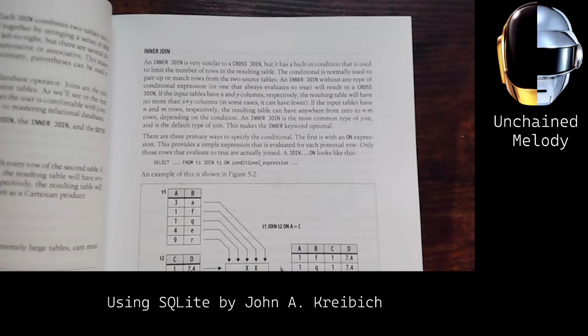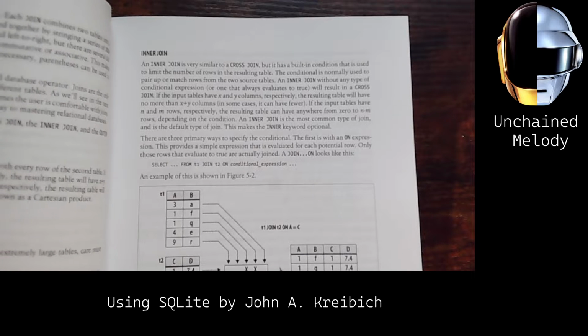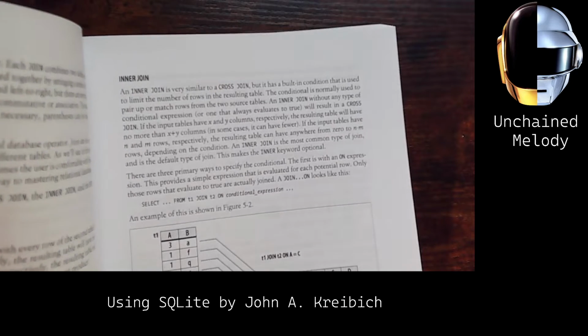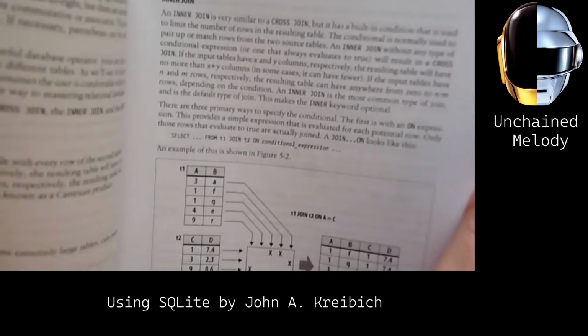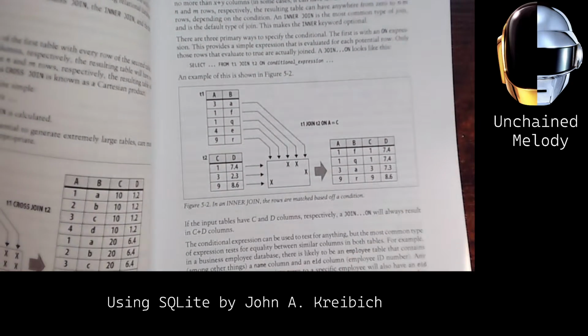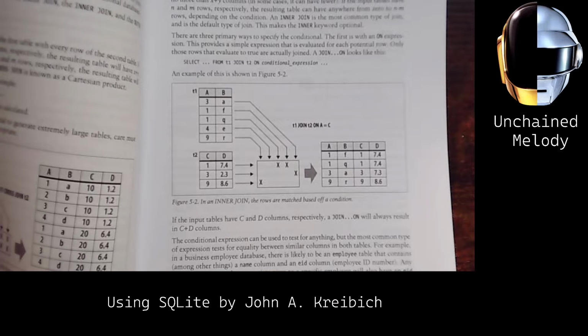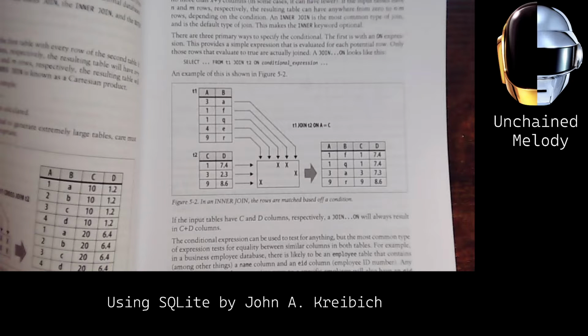There are three primary ways to specify the conditional. The first is with an on expression. This provides a simple expression that is evaluated for each potential row. Only those rows that evaluate to true are actually joined. A join on looks like this: select something from T1 join T2 on conditional expression. An example of this is shown in figure 5.2.